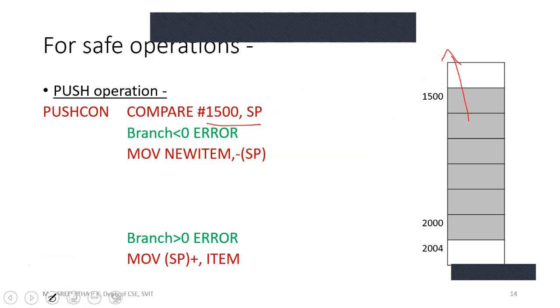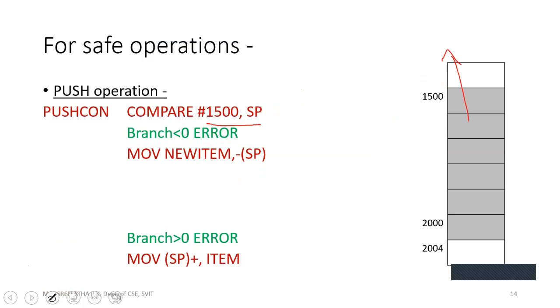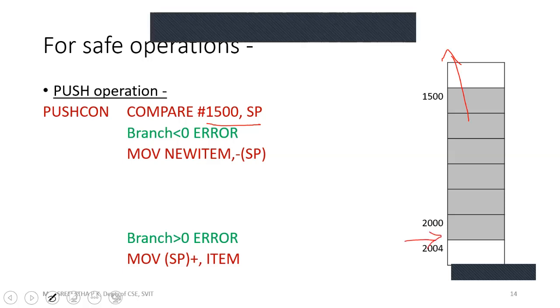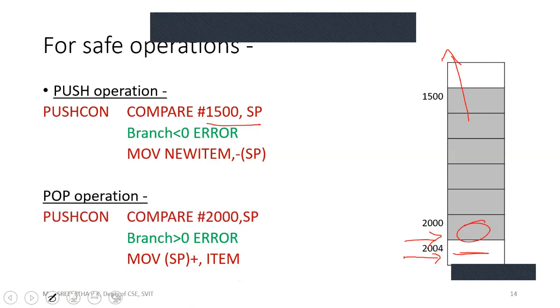If the stack pointer is in this particular location, okay, so there is one element to be popped out, and if it is in a different location, there is no more elements to be popped out. Okay, so pop operation, I compare these values.